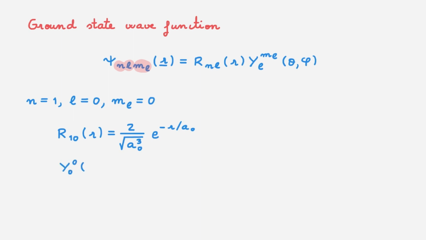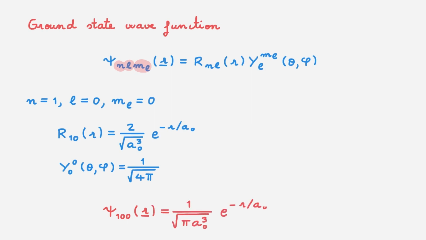The angular part, Y_00, is given by a constant. And bringing these together, we can write the full ground state wave function, psi_100, as equal to this prefactor times the exponential function. And again, a reminder that we derive all of these results in the linked companion videos, so check them out if you want to know where the expressions come from.